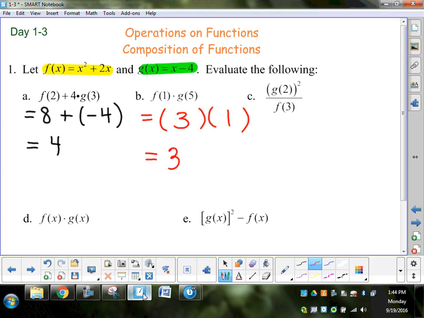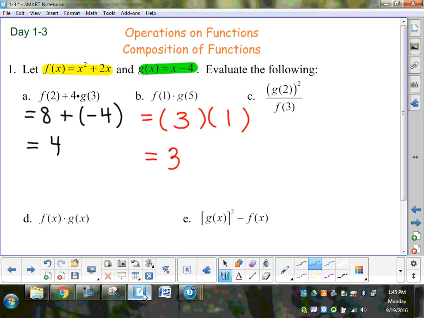Now, the next one up is telling you, in the numerator, I need to evaluate out the g of 2, get a number answer, square that, and then divide it by what the f of 3 is going to be. So we'll start off with what the g of 2 is going to be. Go into your calculators if you need it. What's g of 2's value going to be?